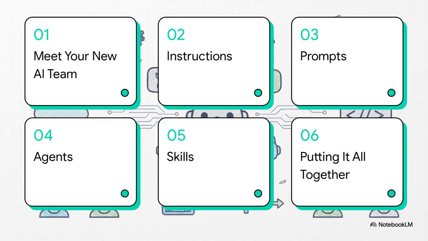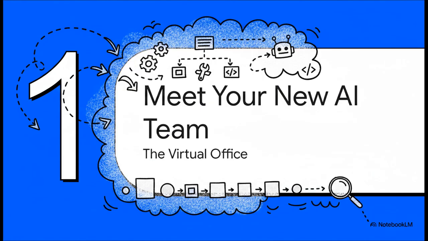So, here's our agenda for today's explainer. First, we'll meet your new AI team. Then, we'll look at instructions, which are like your company handbook. Next up, prompts, basically your standard operating procedures. Then we'll cover agents, your specialist colleagues. After that, skills, representing tools and certifications. And finally, we'll put it all together. All right, jumping into Section 1.